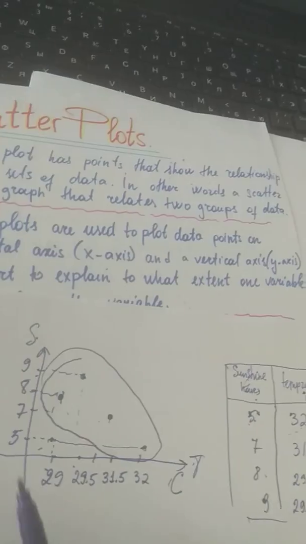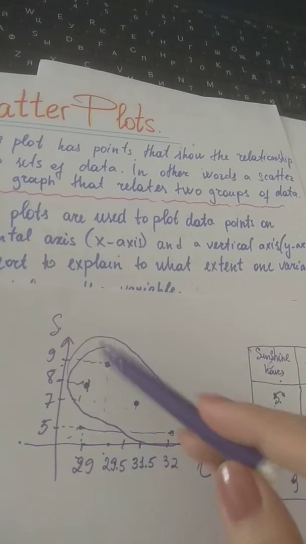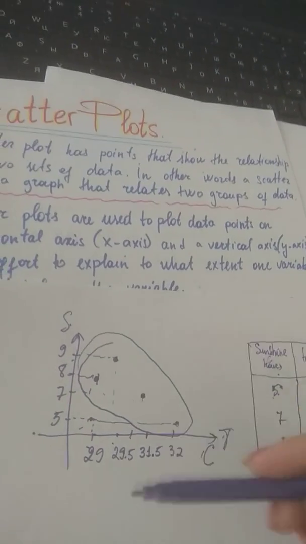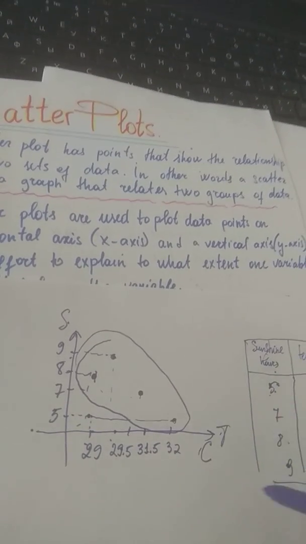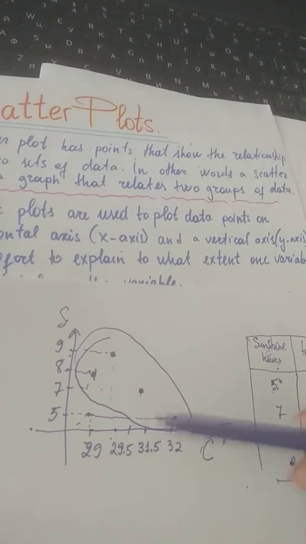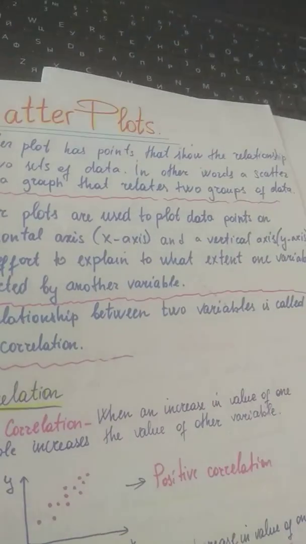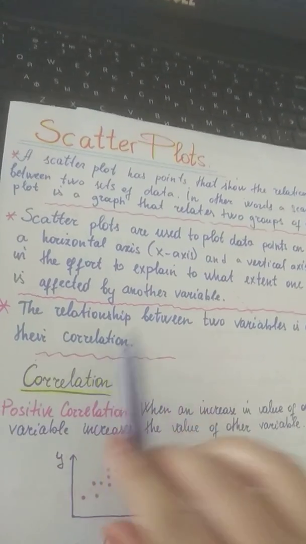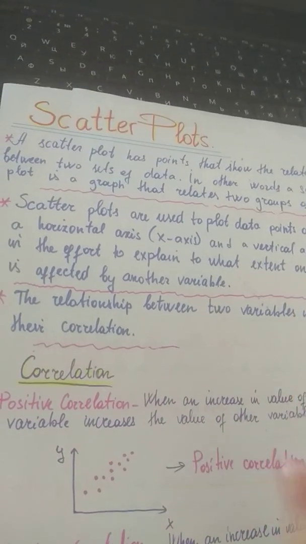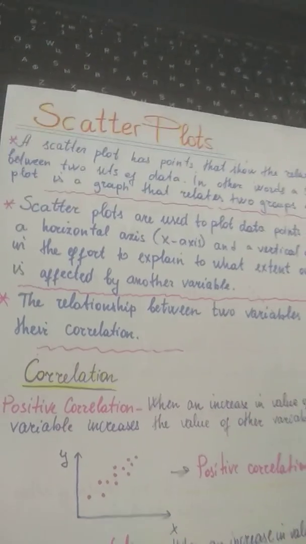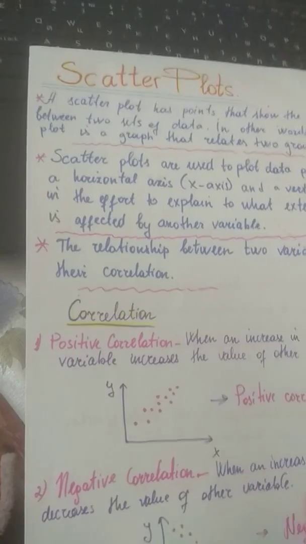Did you see? And actually, I didn't talk about the types of scatter plots yet. So now I will talk about them. Then I will tell you the names of these scatter plots and which type of correlation they show. The relationship between two variables is called their correlation. You can also say association instead of correlation, because association has the same meaning. So we have some types of correlation.